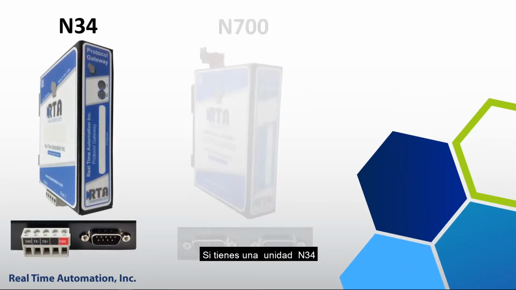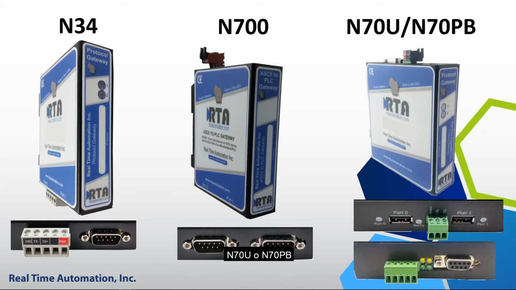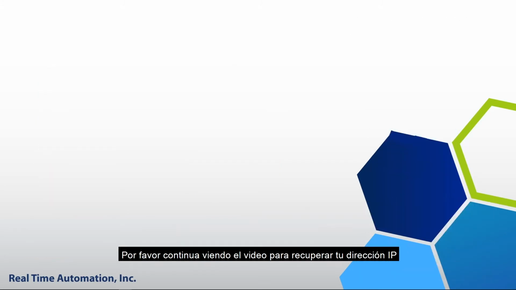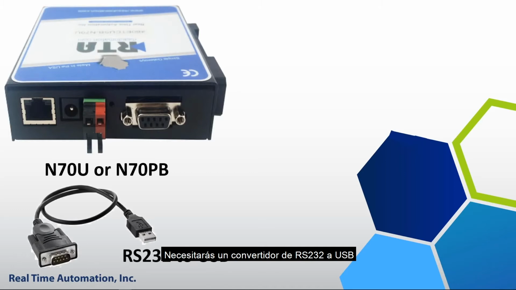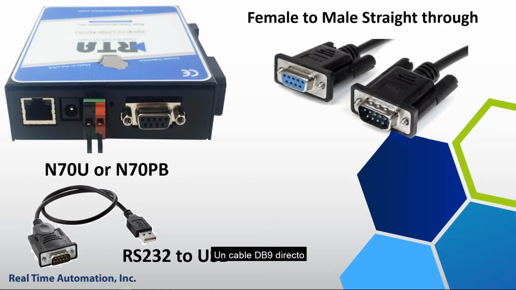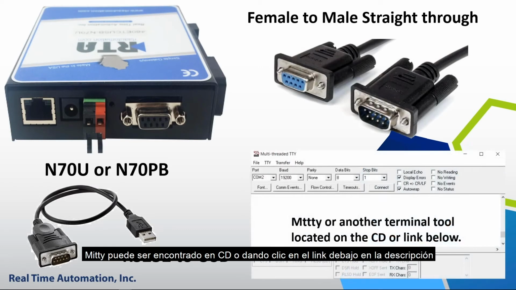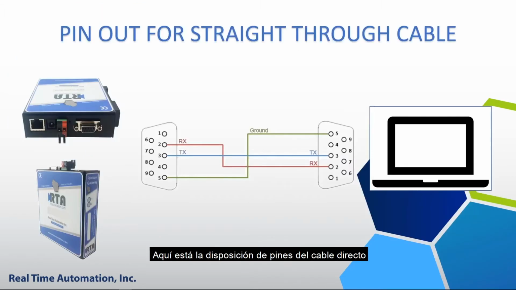If you have an N34, N700, N70U, N70PB hardware platform, please continue watching the video to recover your IP address. For the N70U or N70PB, you will need an RS232 to USB converter, a DB9 straight through cable, and MIDI. MIDI can be found on the CD or click the link in the description to our downloads page. Here is a pinout of the straight through cable.